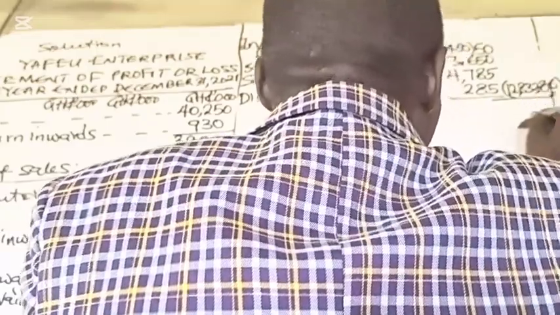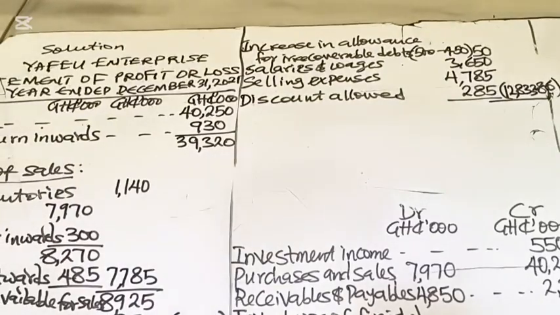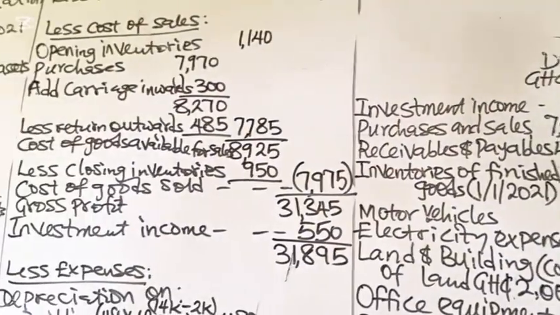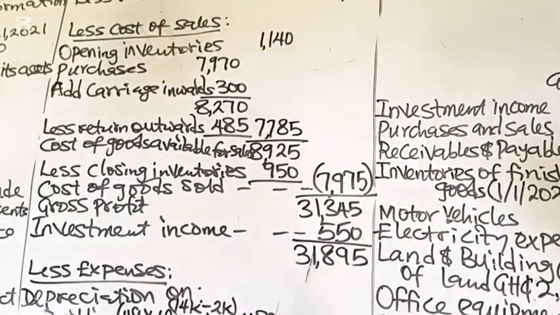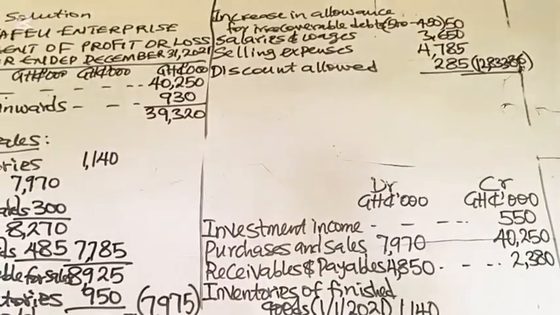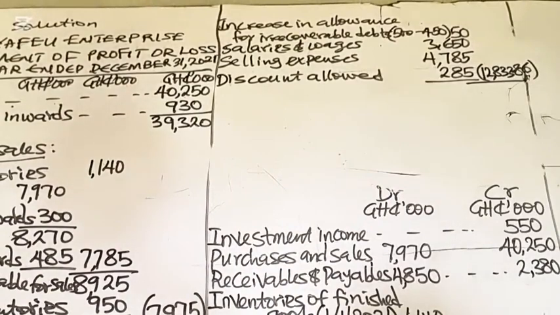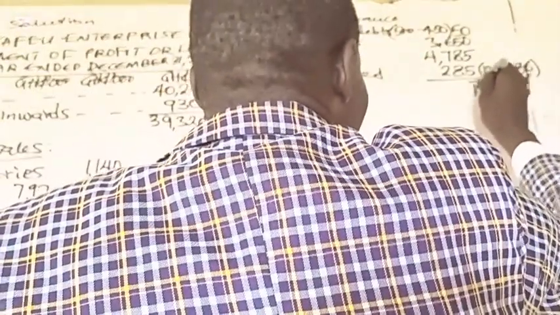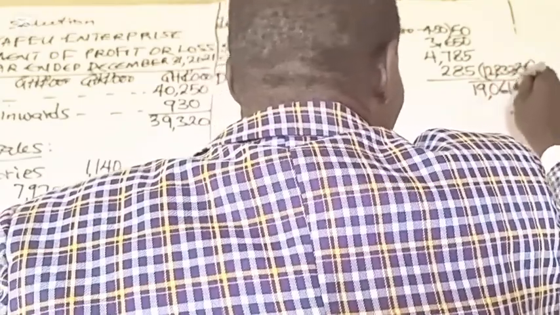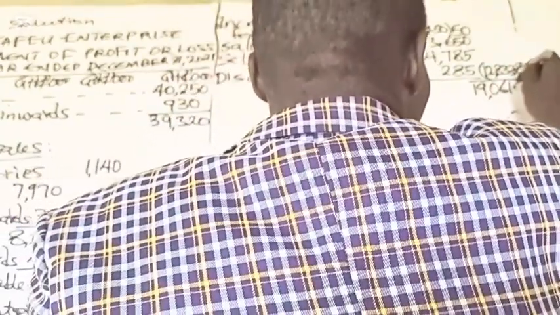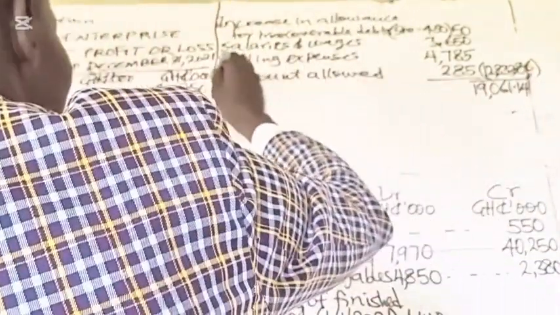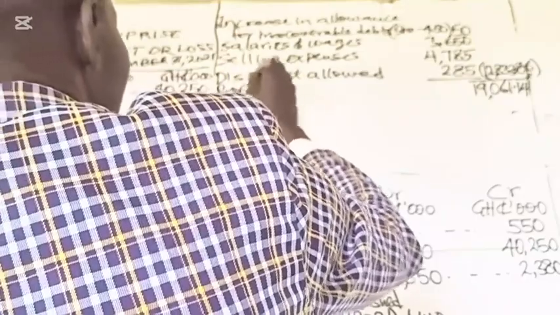If you now subtract the expenses from the total income, remember our total income is 31,895. Now subtract the total expenses from the total income of 31,895. We have the profit before tax of 19,061.14. That is the profit before tax.